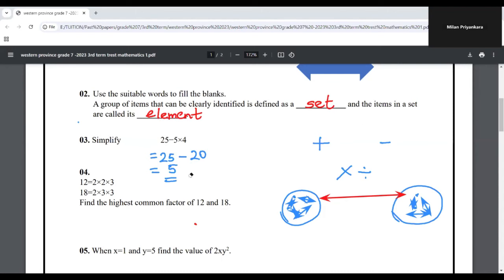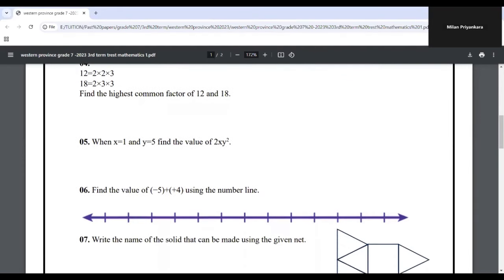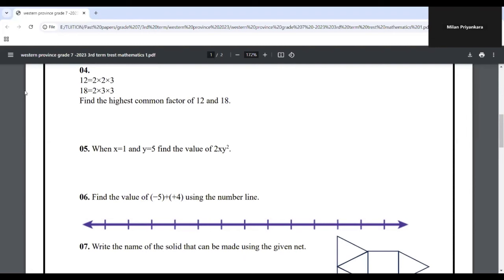Okay, now let's go to the next part, right? Next question, fourth question. Here you have to find the highest common factor. Actually, they have given you the two numbers as a product of their prime factors, right? You have these prime factors. So if you want to find the highest common factor, you have to couple these common factors, right?